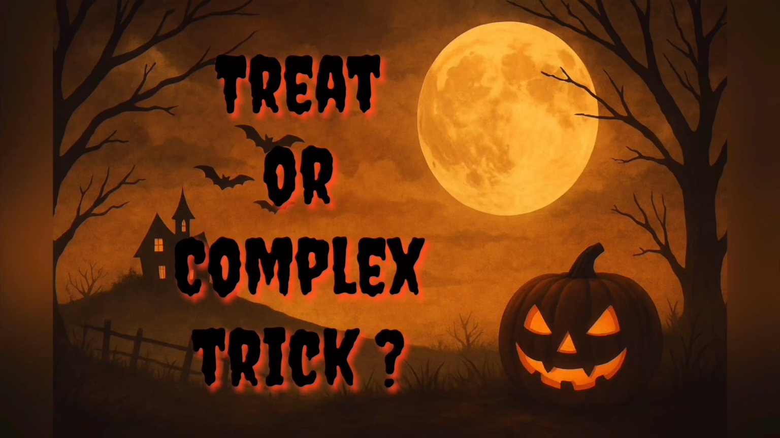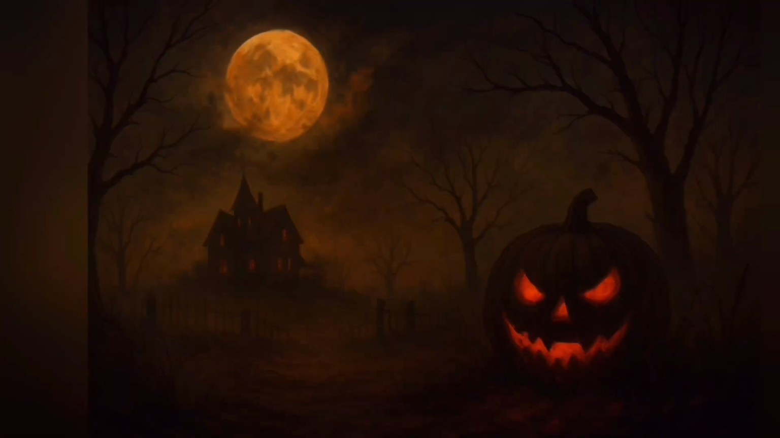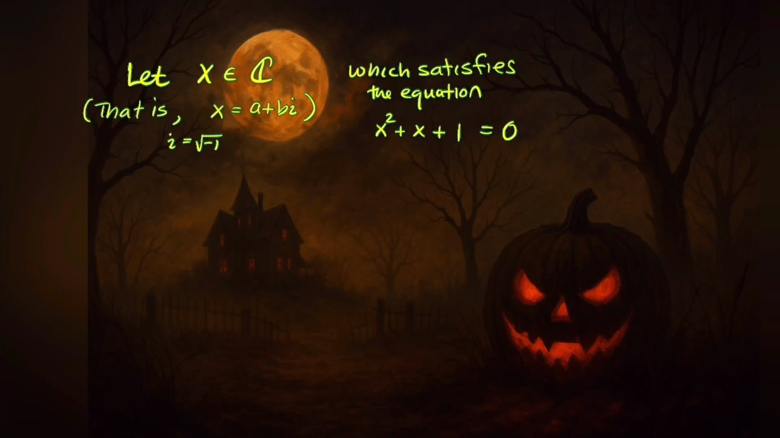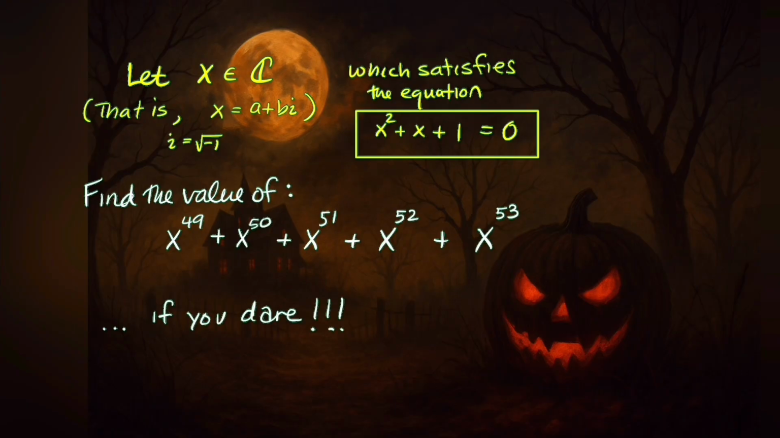Treat or complex trick. Let x be a complex number, that is a number of the form a plus bi, where i is the square root of -1. And this complex number satisfies the equation x squared plus x plus 1 equals 0. Find the value of the sum of the powers of this complex number given here. Pause the video now if you'd like to figure it out.